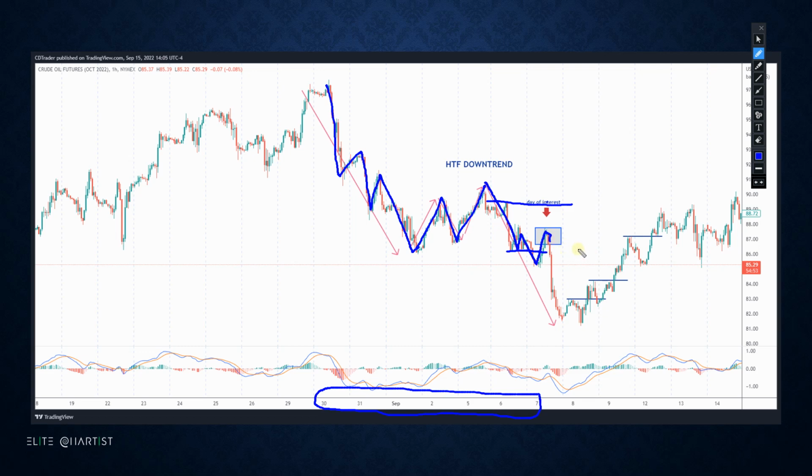Now, what we wanted to note was that the probability was that this may want to continue down, or if we break out of the previous day range, which we did, it may lead to a very strong move. Why? Because the higher time frame is indicating that you are in a downtrend. And when the higher time frame is on your side, those moves tend to be pretty impulsive. And that was what ended up happening for the entire day.